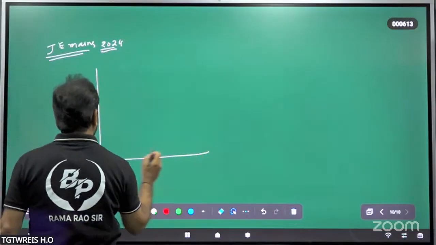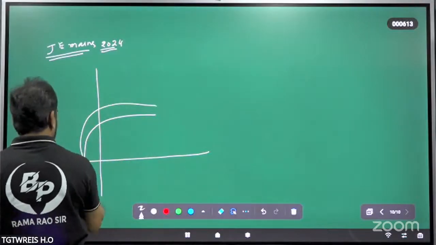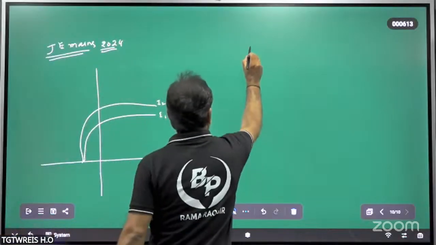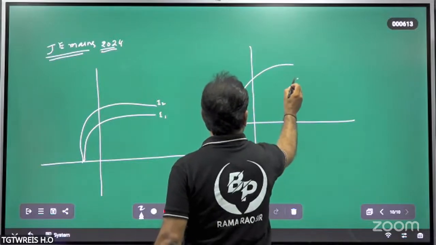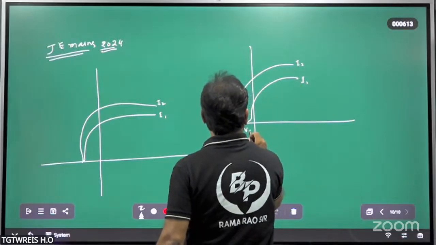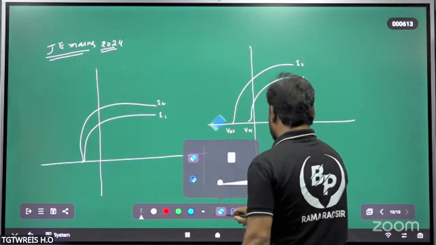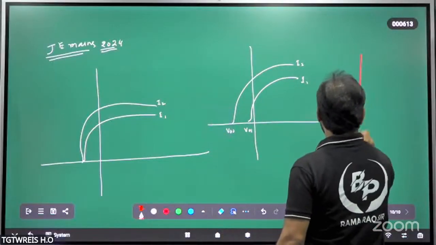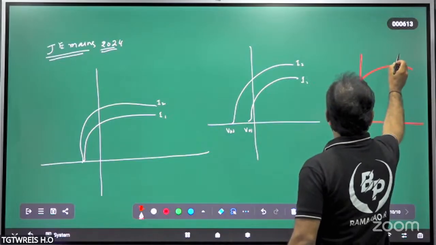Here one graph was given like this. It has different intensities, I1 and I2. And the second graph was given like this, with different intensities, this is I1 and I2. This is V01 and V02. Next, the third graph was given like this. This is I1 and this is I2.